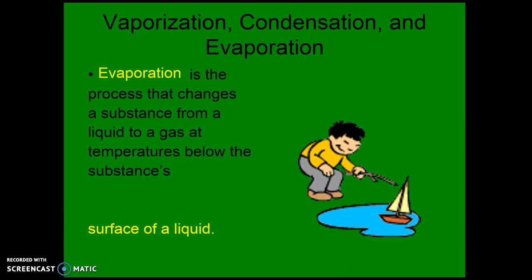Okay, so here we have an example. You can see the young boy's playing with his sailboat in the pond. Evaporation is the process that changes the substance from a liquid to a gas at temperatures below the substance's boiling point. So this could be, for example, a hot sunny day and it had rained the night before and there was a puddle on the ground. Eventually that water would evaporate. Okay? It is not boiling and then bubbles releasing up into the air. It's just evaporating at the normal temperature.